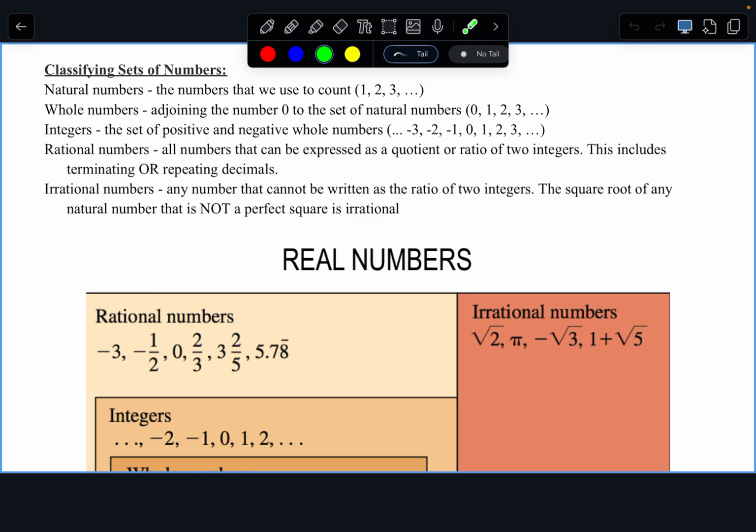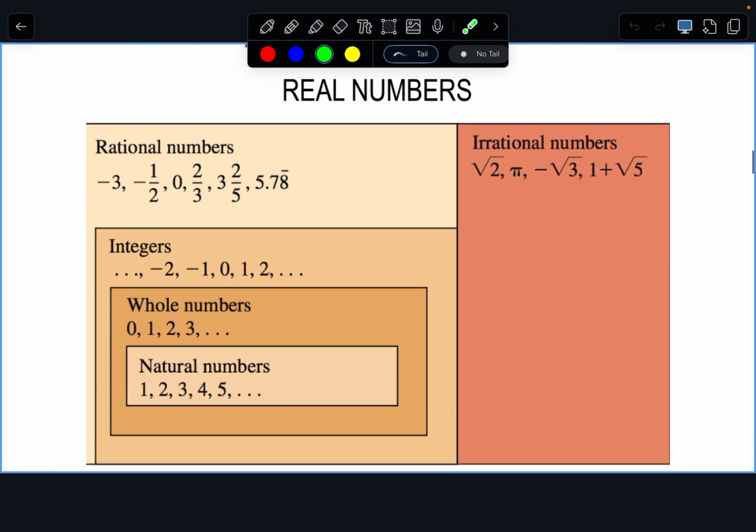Rational numbers, go ahead. Rational numbers you can write as a fraction. You can write as a decimal that stops, or a decimal that repeats. Okay? But if there's a number that goes on forever and doesn't repeat, like pi, that is irrational. Any square roots of numbers that you cannot break down into perfect squares, those are also irrational.